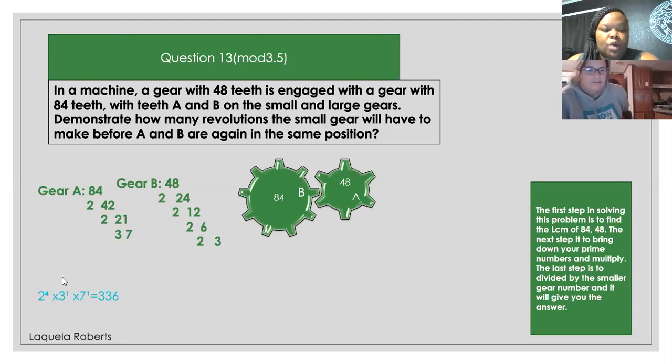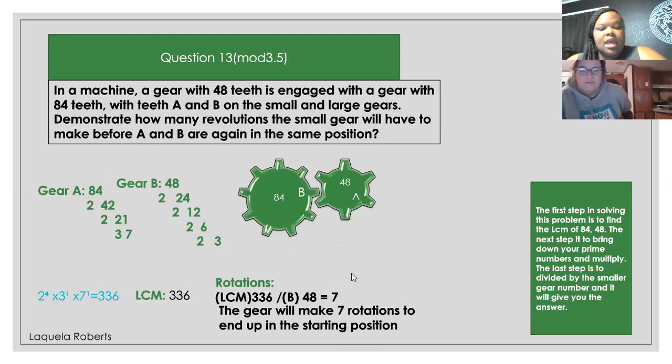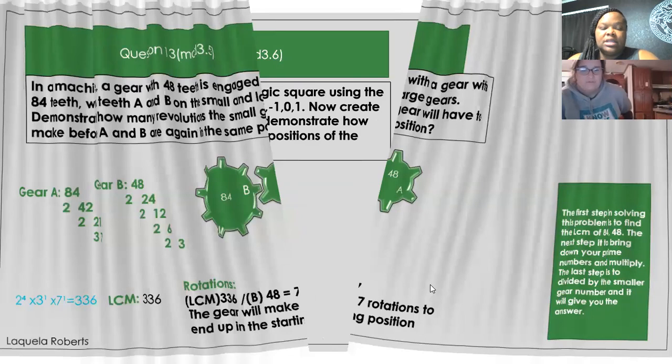So 2 to the 4th times 3 to the 1st times 7 to the 1st equals 336. And so our lowest common multiple is 336. And 336 divided by 48 equals 7. So the gear will make 7 rotations to end up in the starting position.